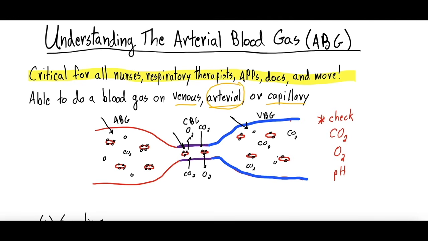You do these blood gases to look at things like carbon dioxide (CO2), oxygen (O2), and then the acid-base status, or pH. This can give you a lot of information about how well the patient's breathing and how well their kidneys are working and so on and so forth.